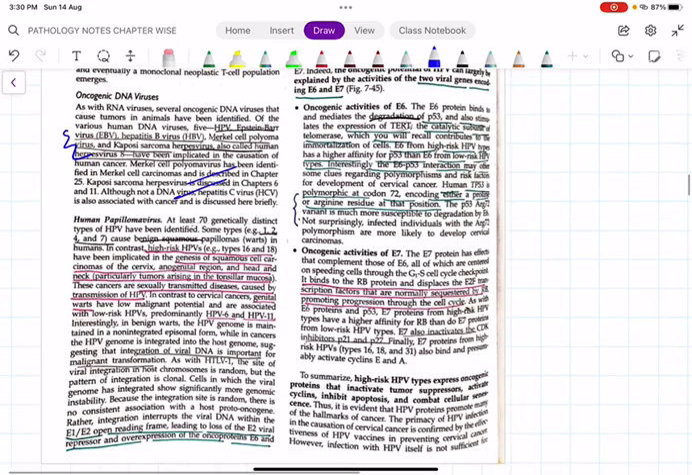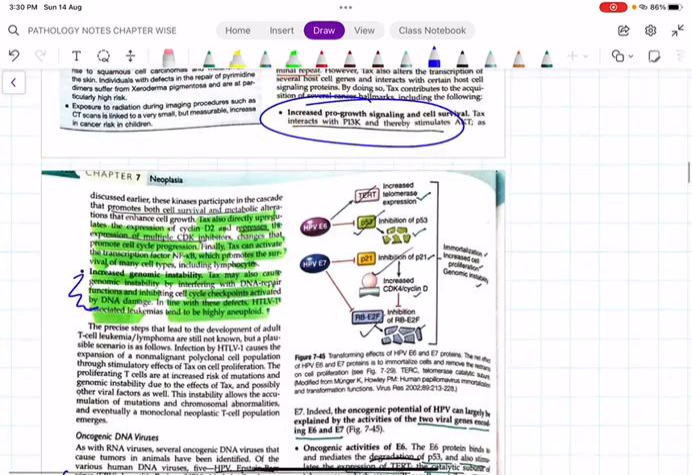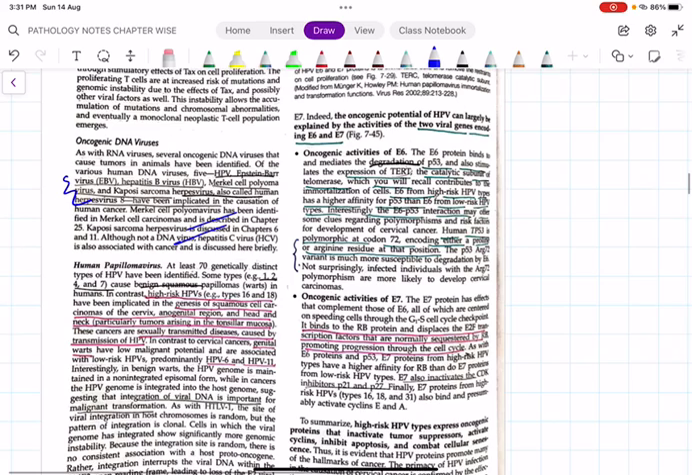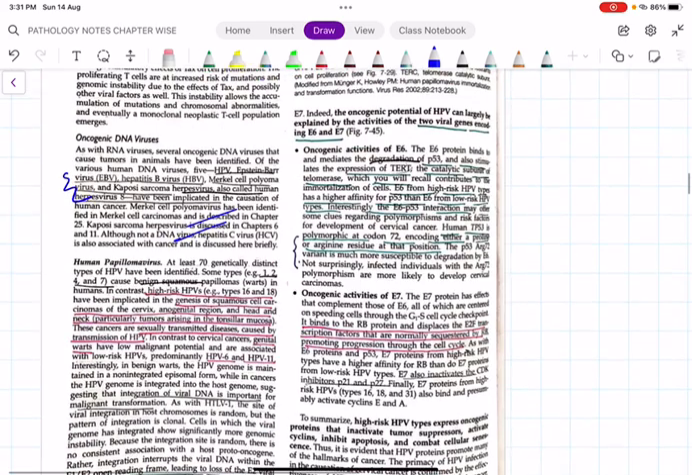Then human papilloma virus, here two important points. It has two proteins, children: one is E6 and E7. Remember, p53 binds with E6 and E7 binds with retinoblastoma. So when it inhibits p53 and inhibits retinoblastoma, it will cause immortalization, increased cellular proliferation, and genomic instability. As I have already told you, E6 is p53 and E7 is retinoblastoma.